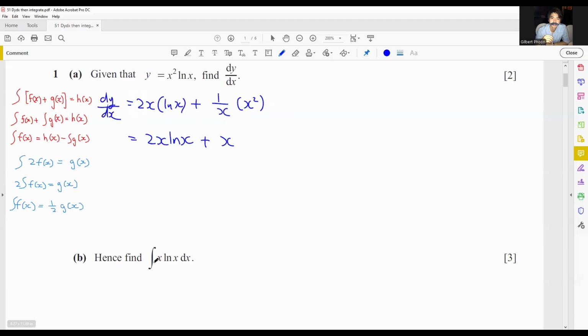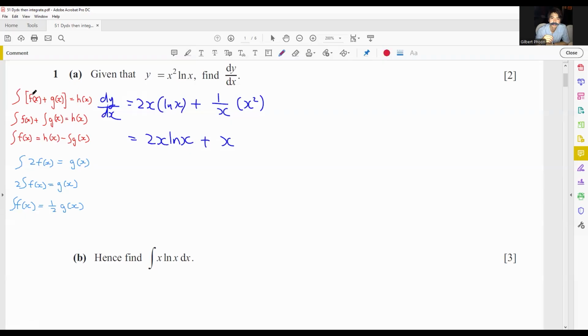Now, the question will always be structured this way. The next part, they will ask you to hence find this integration. If you look carefully at this integration, like I mentioned earlier, you do not know the working or the formulas for these types of integrations that they've given you. But these functions are actually part of the previous question. Look, this is x ln x.